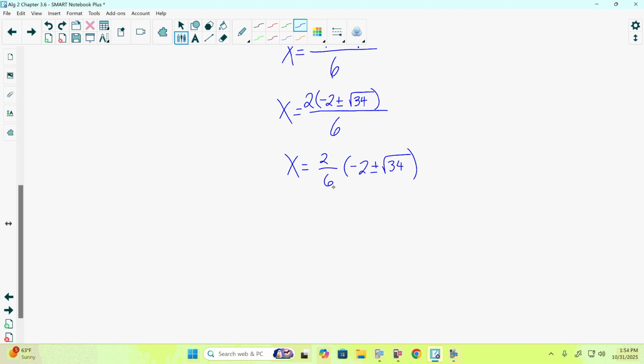Now, the reason I do that is because we can see what's being multiplied in front of it now is 2/6. Well, 2/6 reduces, yes? And it reduces to 1/3. Which is really just telling us that we have x is equal to negative 2 plus or minus the square root of 34 over 3.